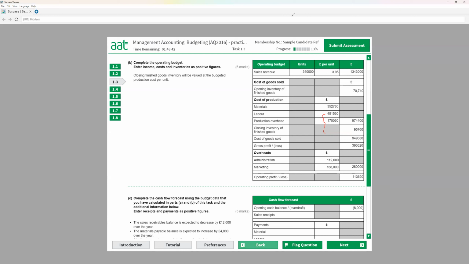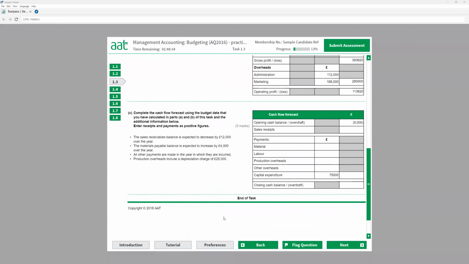The next question we have is, I think, the cash flow forecast. So let's have a look at this one. All right, let's read this one. Cash flow forecast, we're looking at how much is the closing balance or overdraft we have. If it is positive, it is a closing balance. If it is negative, then it's an overdraft. And for the opening balance, we can see it starts with an overdraft because it's a negative.